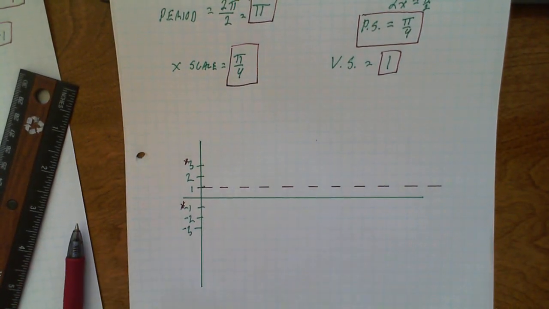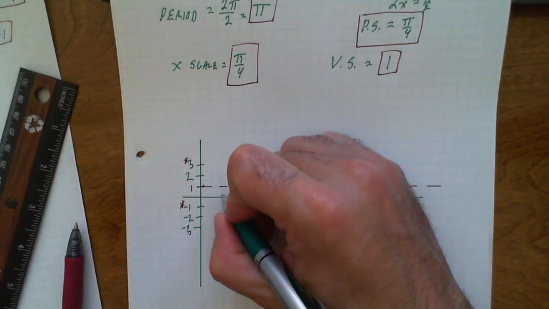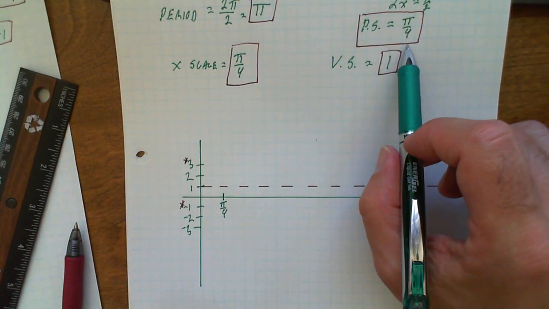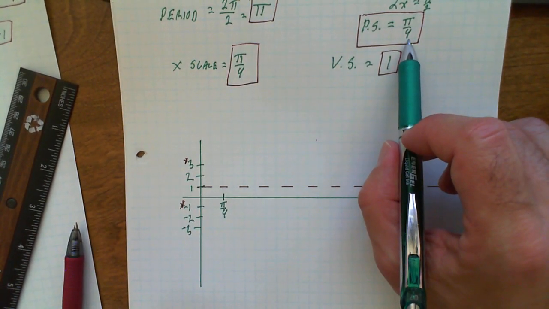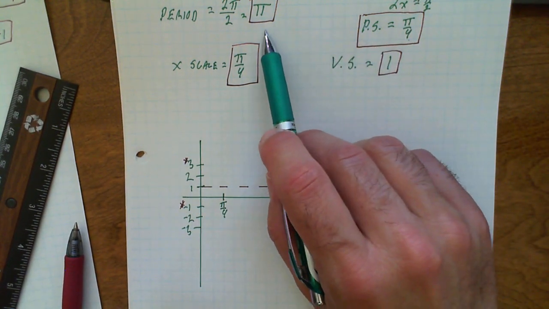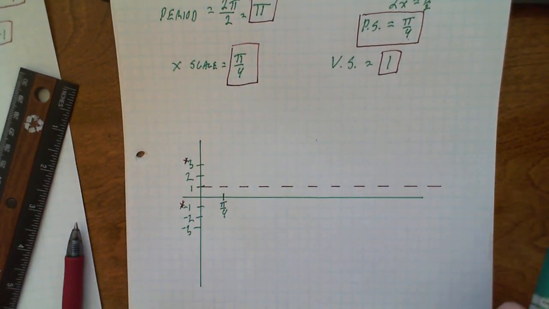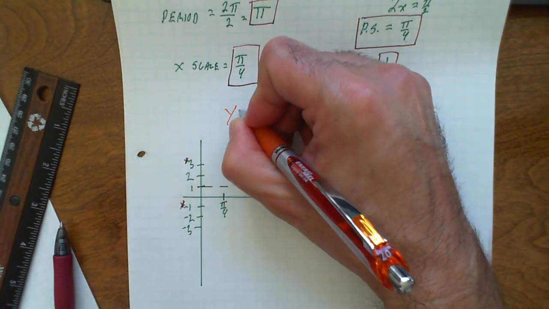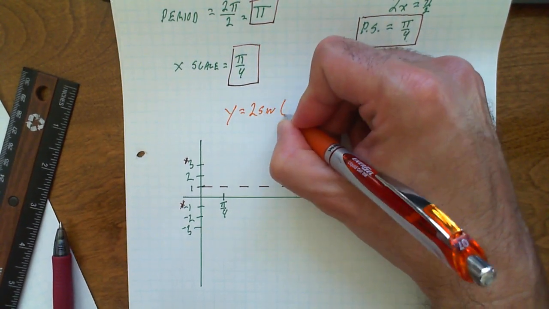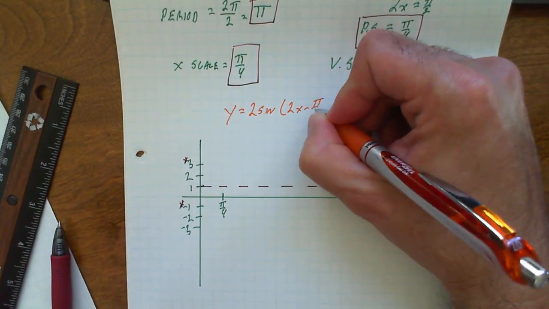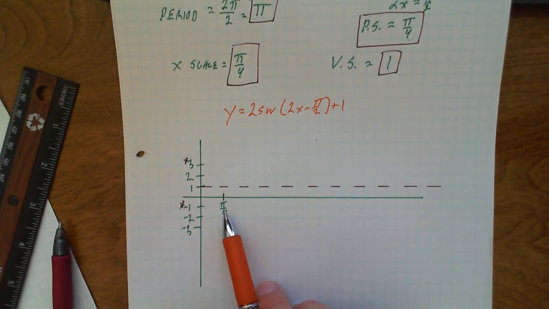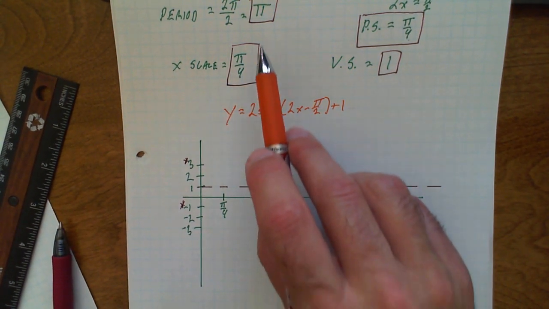Okay? So my phase shift is going to be at pi over 4. So that means I'm going to start at pi over 4, right? But where is it going to end? My period is going to be pi. Let me write my equation up here so you can see it. Okay, so my period means I'm going to end at, I have to add pi to that.